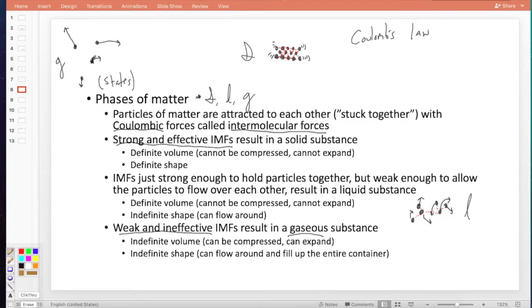So gases are very interesting. Gases do not have a definite volume. You can compress a whole bunch of gas particles together to make them fit into a very tiny volume. Or if you allow gas particles, they will expand. They will fill up whatever container they are in.